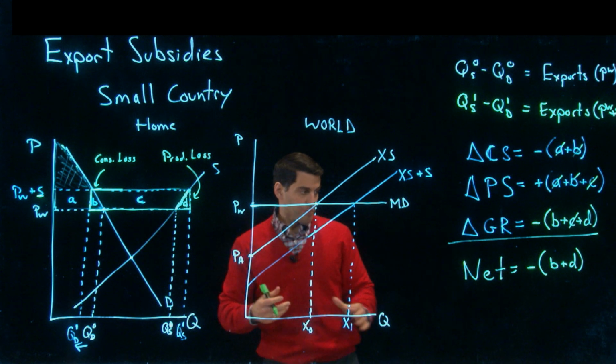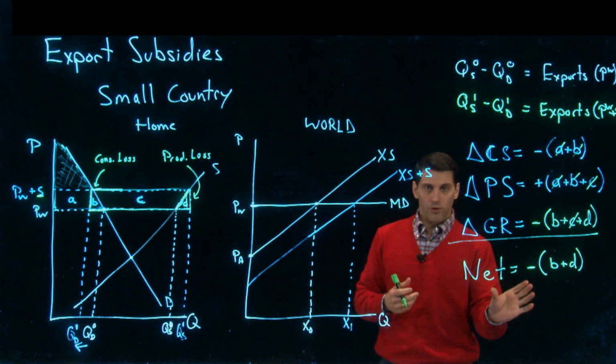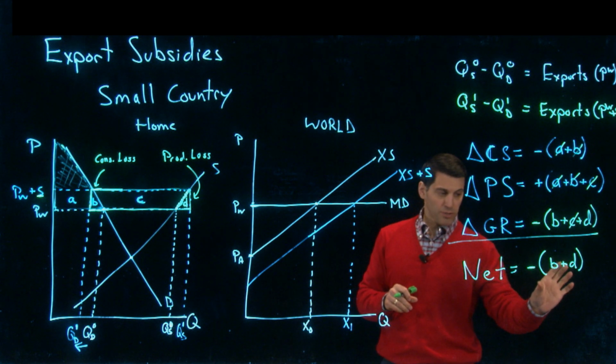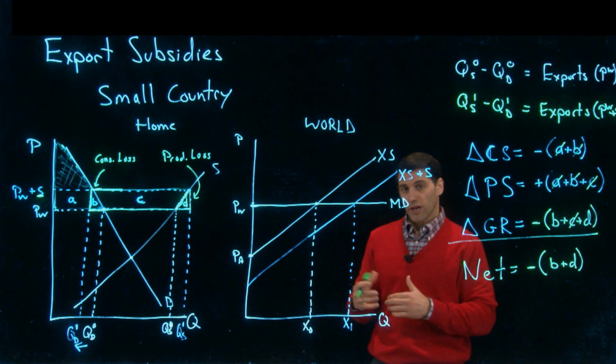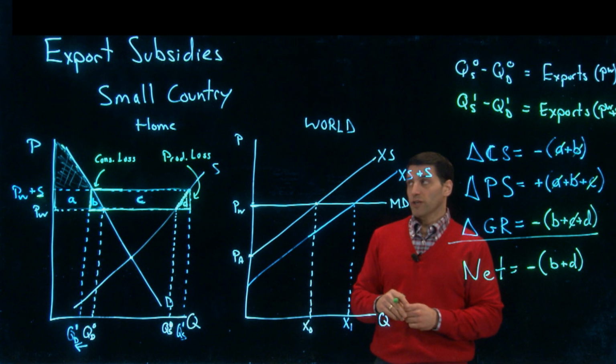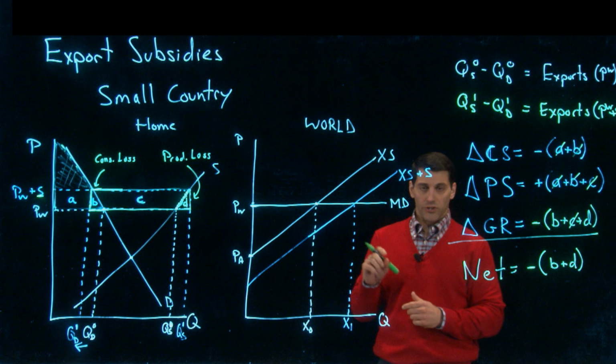So overall, the net loss for the home country, this is a small country with an export subsidy, is B and D. And very similar, actually, to the analysis we did before. Next, we're going to turn our attention to looking at an export subsidy with a large country analysis.